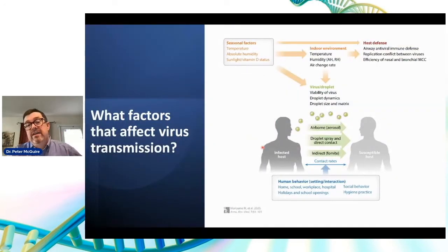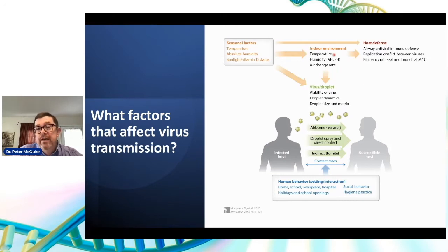So what are the factors that affect virus transmission? Well, there are a lot of different factors. Basically, this is an interaction between the host and the infectious agent, such as the virus. So there are seasonal factors, such as temperature, humidity, sunlight, as well as vitamin D status. Vitamin D is very important for the health of the immune system. And a lot of individuals are vitamin D deficient because we just don't get enough sunlight, and the availability of vitamin D in various foods is relatively low.